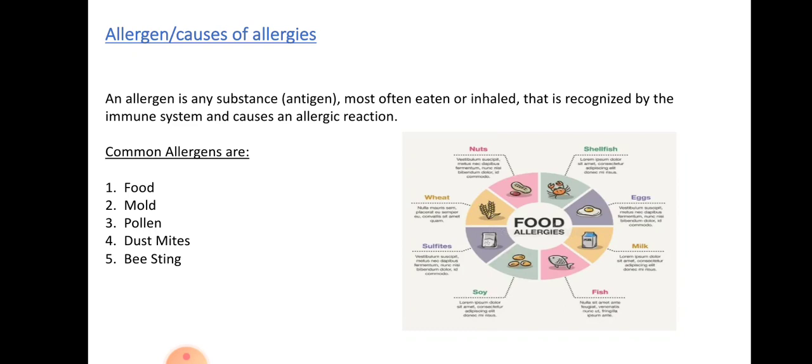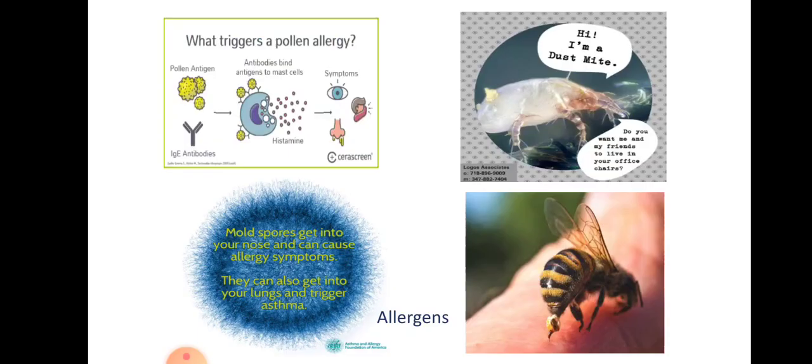So here in the picture I have some of the food allergens, that is nuts, wheat, sulfates, soya, fish, milk, eggs, and shellfish. So these are some of the foods where if you take these foods you may get some kind of allergies. Next we have the pictures here regarding the pollen allergen, mite allergen, mold allergen, and the insect bite allergen.